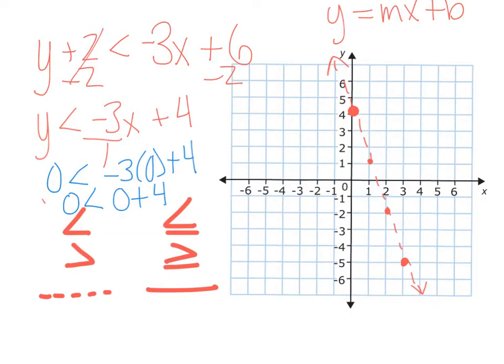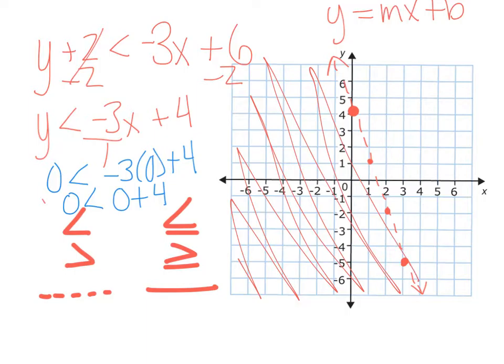Okay, so like I said though, the inequality is a less than, so you shade below the line. So under the line, it's going to be to the left of it here. So I'm just going to shade that in. And that's it.